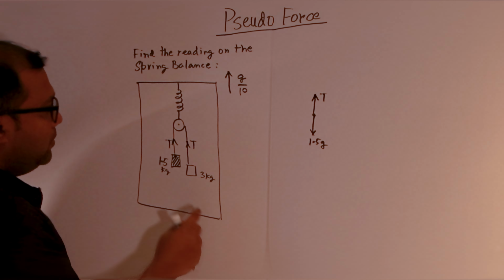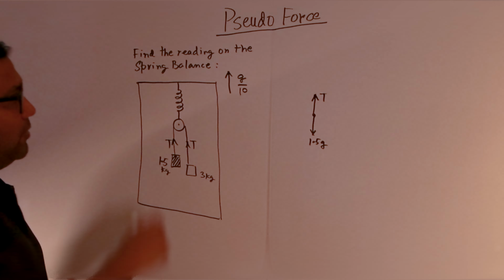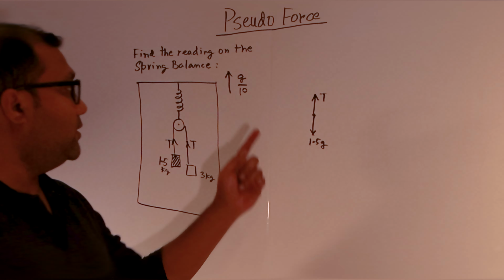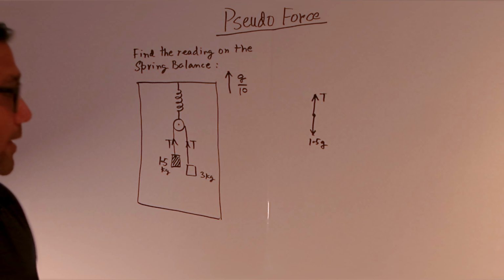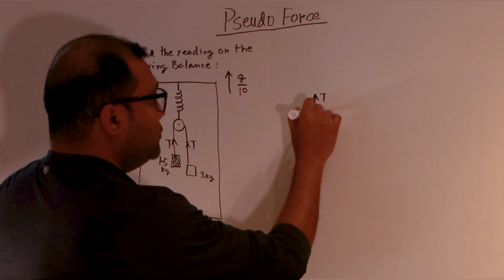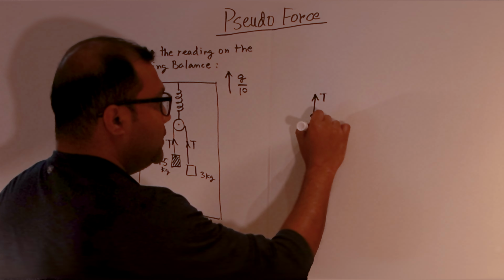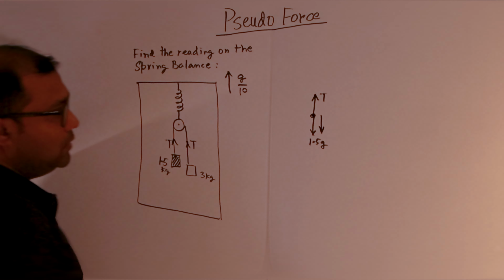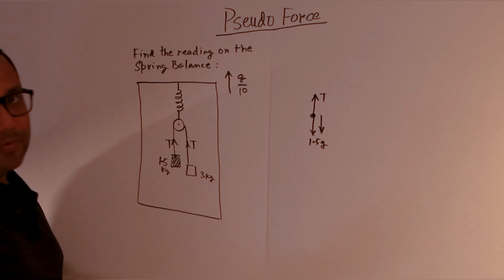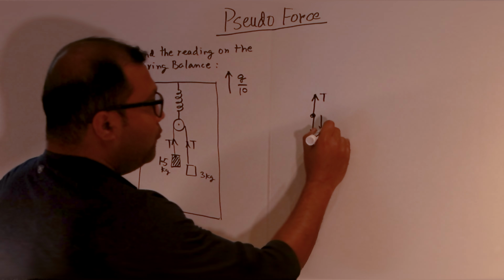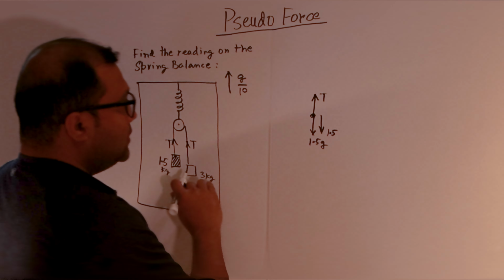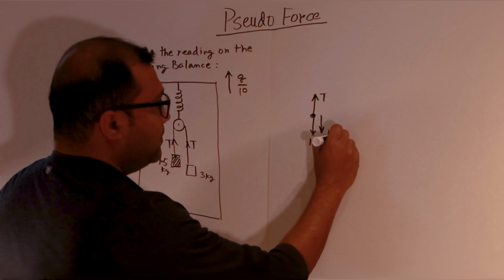But the entire frame of reference is accelerating with acceleration g by 10. So we have to introduce a pseudo force in the opposite direction, which is the downward direction, and the value of that pseudo force will be 1.5, which is the mass, times g by 10.